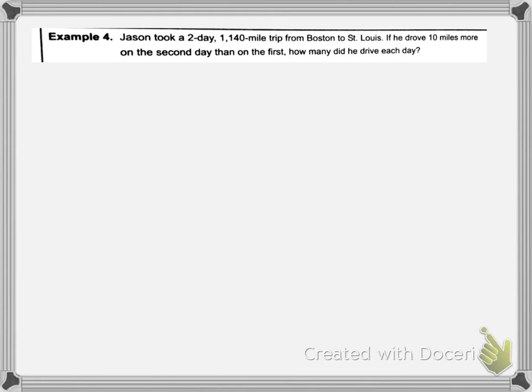Like we could call it first day and then the next day, because I don't want to use an S for second. So first and next. Yeah. And so we're trying to find how many miles did he drive each day? So then you do X and X plus 10, because we don't know how many miles he drove the first day, but he drove 10 more the next day. So you do X and X plus 10 equals.